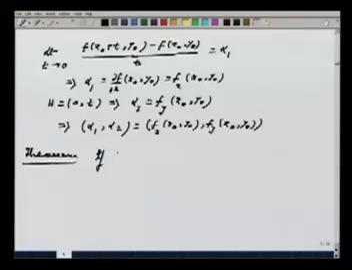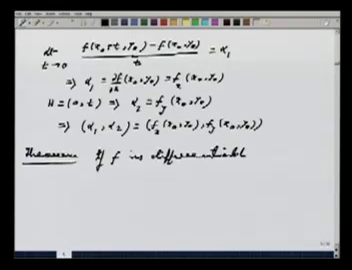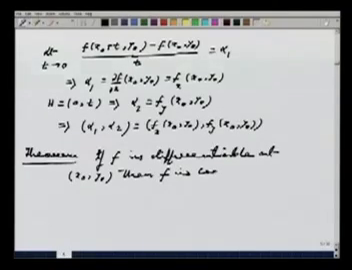If f is differentiable at x naught y naught, then f is continuous at x naught y naught. Now the proof of that is not very difficult. So we come to the proof.